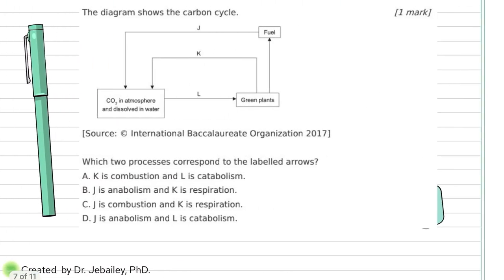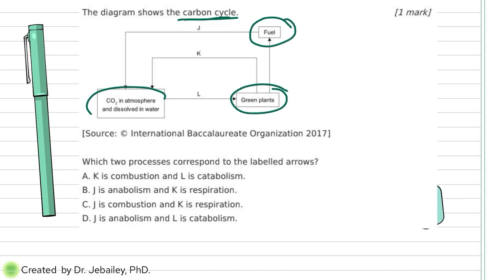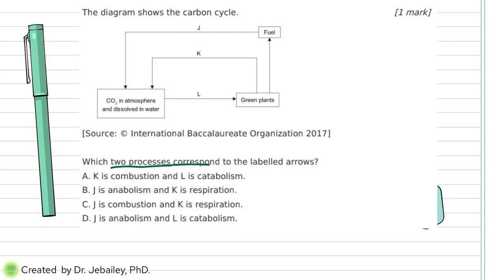Next question. Here is a diagram of the carbon cycle. So what do we have here? We have green plants, and we have carbon dioxide in the atmosphere and dissolved in water. Let me take this off so it can be clear for me. Now the question says, which 2 processes correspond to the labeled arrows? So when we look at this, you can see that the arrow from the green plant is going towards the fuel. So what exactly makes a green plant turn into fuel?